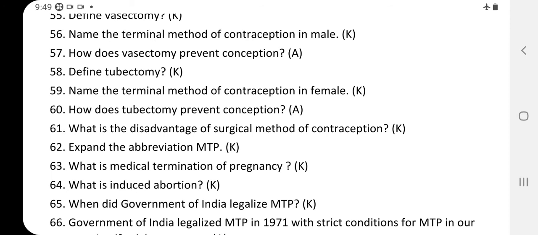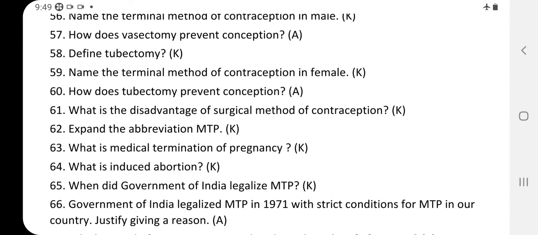Next, that is 64th question. What is induced abortion? The induced abortion is one more name for medical termination of pregnancy. The induced abortion is the intentional or voluntary termination of pregnancy before the full term is completed.